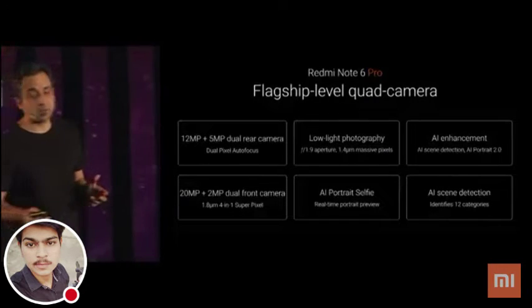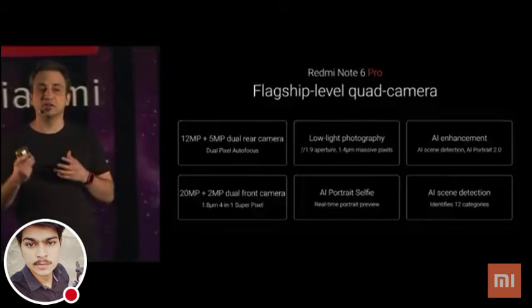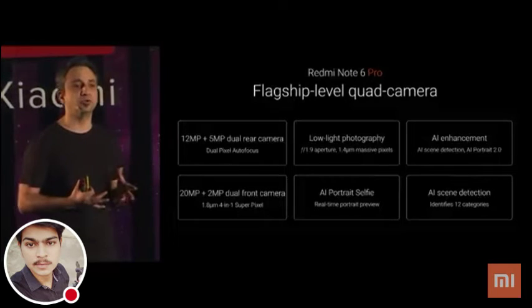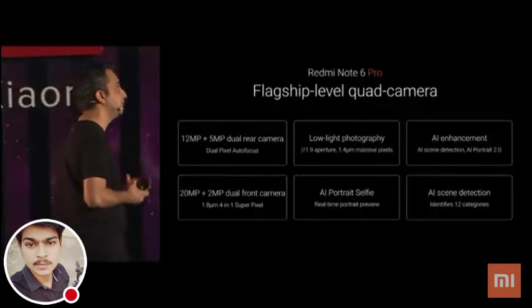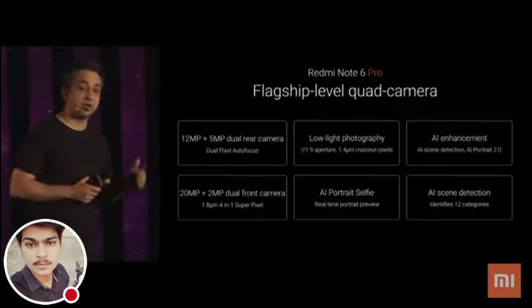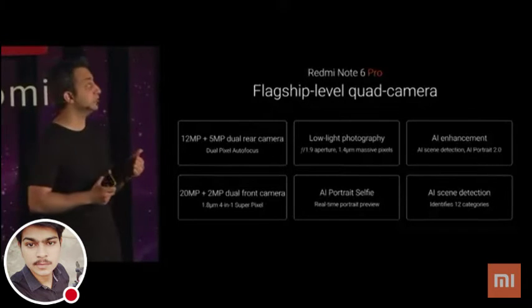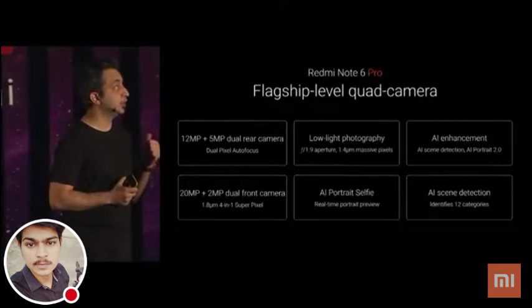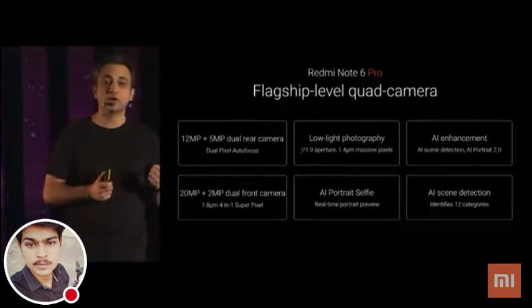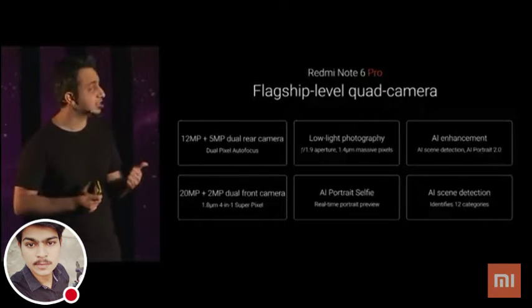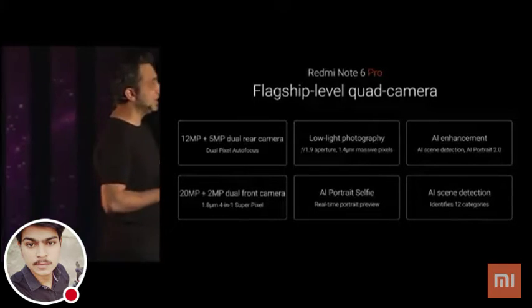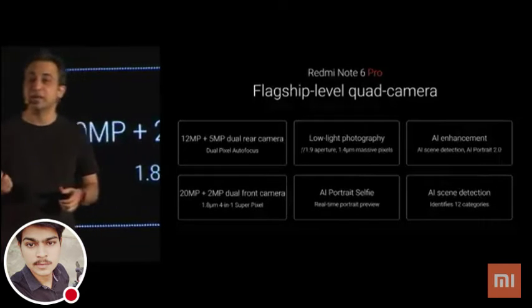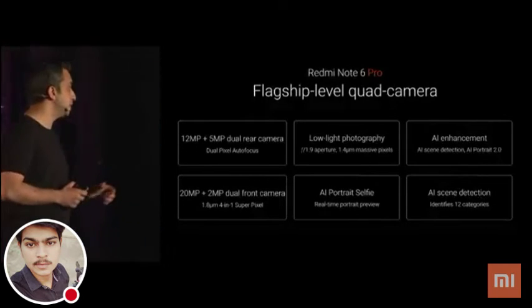So from an overall camera perspective, not just rear or front, but the four cameras working together. So flagship level quad cameras, what you are getting is a 12 megapixel plus 5 megapixel rear. You get great low light photography with a wider aperture, larger pixel size, AI enhancements, AI scene detection, and of course the incredible AI portrait coming in for the first time.